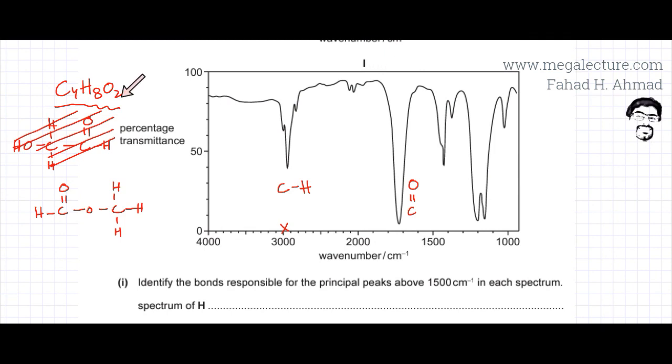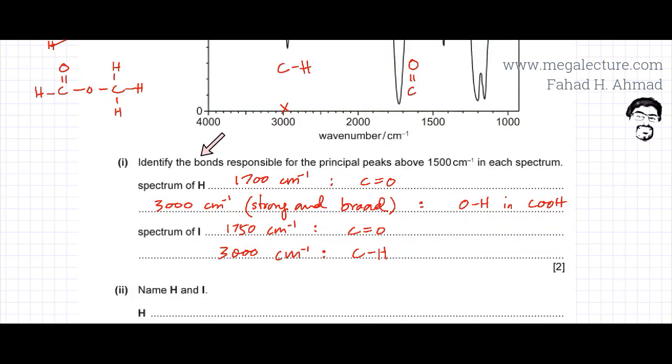It fits the molecular formula, it also fits the infrared spectrum, and contains all the bonds that are present in the infrared spectrum as well. So in the next part, I was supposed to identify the bonds responsible for the peaks. For spectrum H, we've already recognized these peaks, 1700 and 3000. I've listed the bonds that I've identified according to the data booklet. And in the other spectrum, there were absorptions at 1750 and 3000, and I have listed the bonds over here.